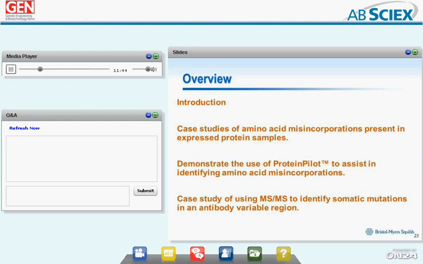So we'll start with an overview and an introduction of sequence variants. We'll show a few case studies in today's webinar of amino acid mis-incorporations present in our expressed protein samples, and we'll demonstrate the use of Protein Pilot to assist in identifying amino acid mis-incorporations, and show a case study using MS/MS to identify somatic mutations in an antibody variable region.